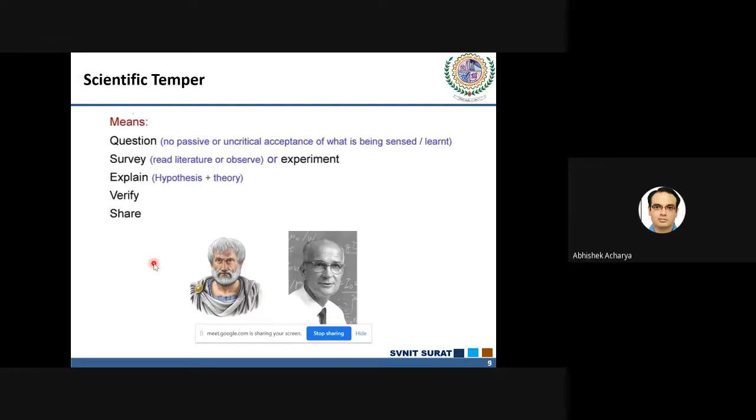Now, before leaving this particular topic, or before moving towards the process of design thinking, it is very important for me to discuss this concept of scientific temperament. So what is the meaning of scientific temperament? First, I'll discuss that. Then I'll explain with the example of these two figures which are in front of you.